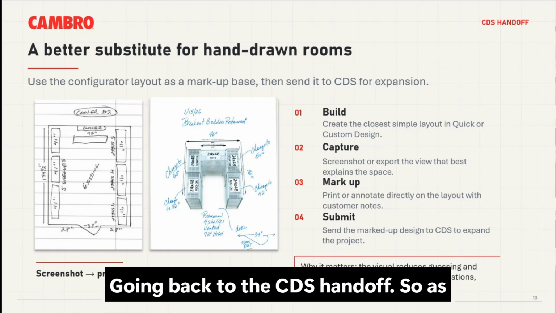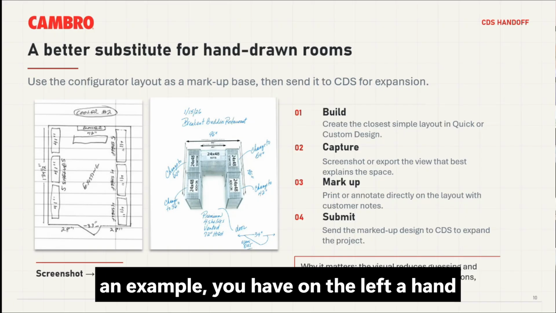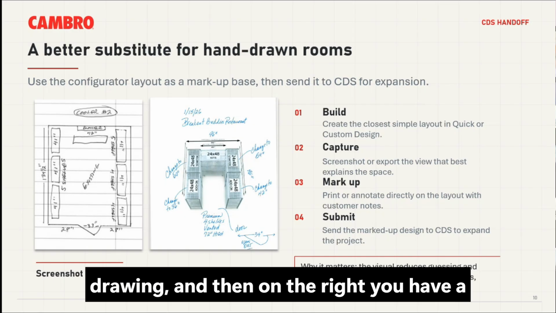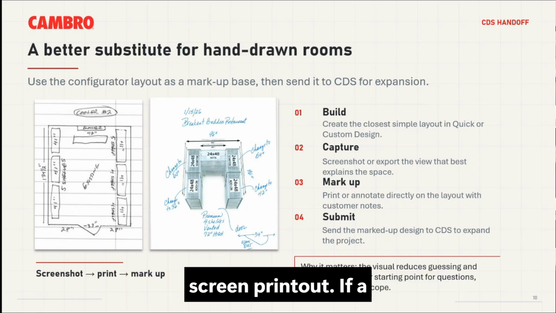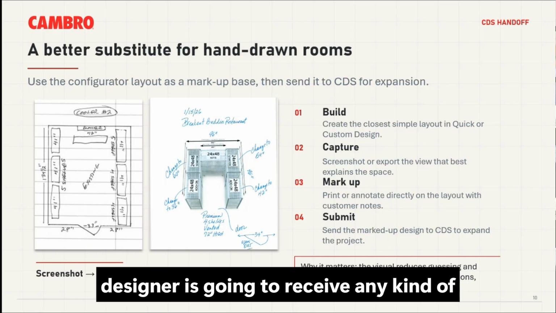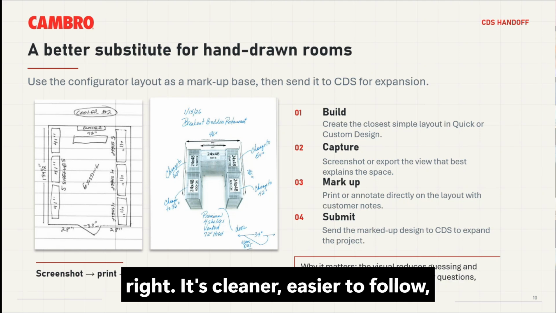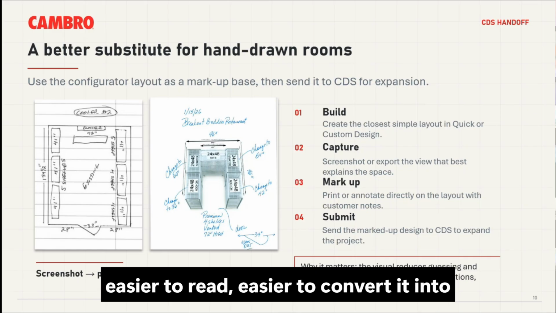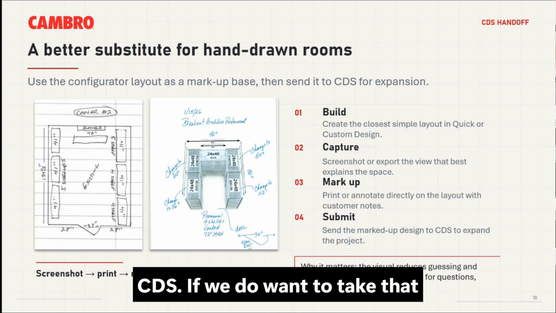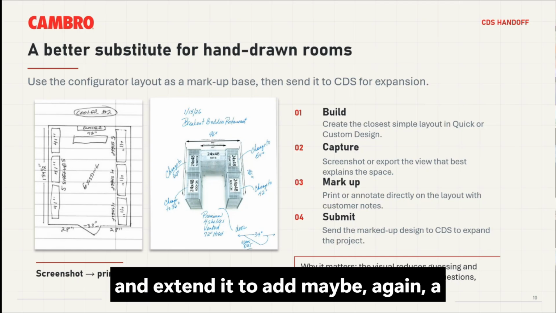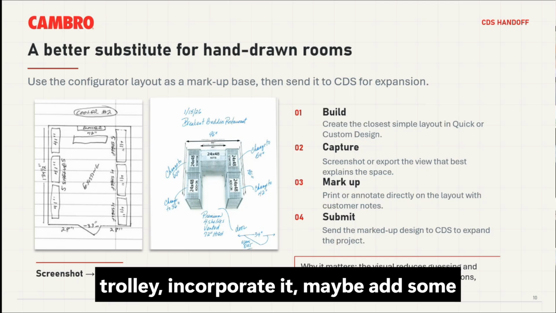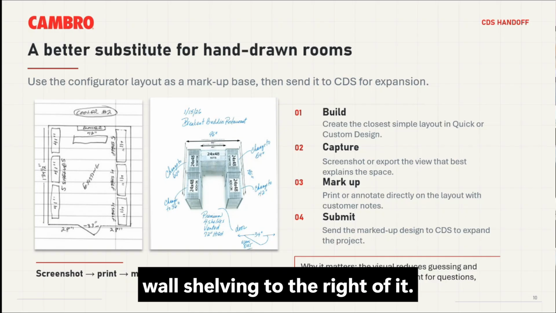Going back to the CDS handoff. As an example, you have on the left a hand drawing, and on the right, a screen printout. If a designer is going to receive any kind of layout, in my personal opinion, I would much rather receive the one on the right. It's cleaner, easier to follow, easier to read, and easier to convert into CDS if we do want to take that and extend it to add maybe, again, a trolley, or maybe add some wall shelving to the right of it.